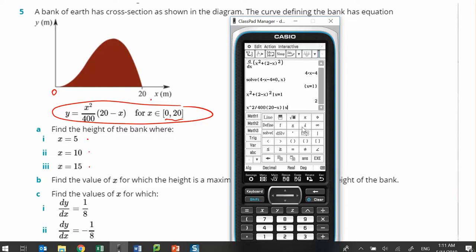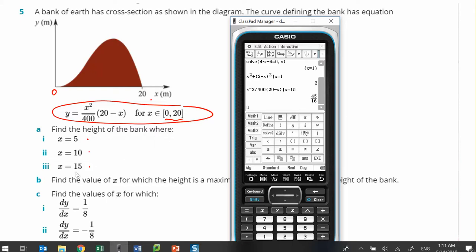So I'm going to do that. x equals 5, x equals 10, and x equals 15. I'm not sure if the book wants standard or decimal, but you get the idea. So that's pretty straightforward. Find the height of the bank, and your answer should be in meters. I assume they want decimals, depending on what the book wants.